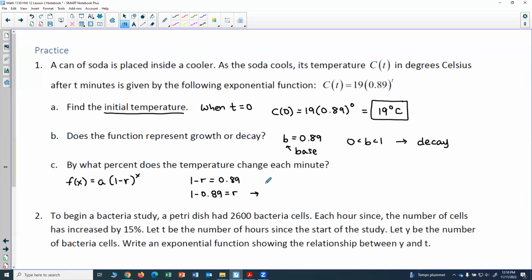Subtract 0.89 from both sides. So we're going to get 0.11 equals r, and then change that to a percentage. So we're going to have 11% decay. So in other words, our temperature decreases by 11% each time, for each minute, because t is in minutes.